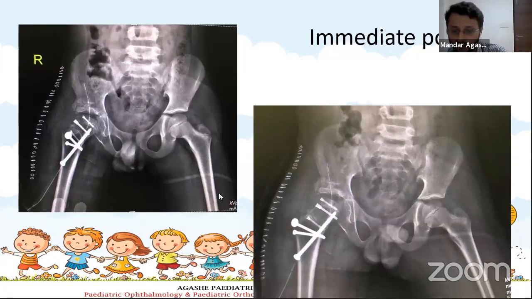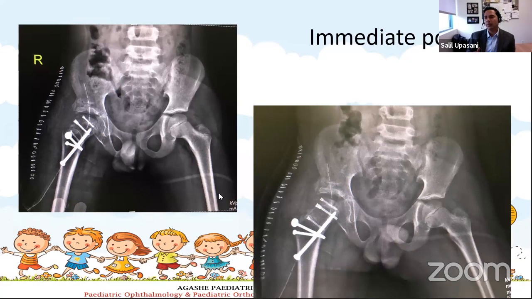How do you plan for that surgery, in terms of how much to resect? Do you have 3D printing or anything? So here I had done just a CT, not 3D printing.